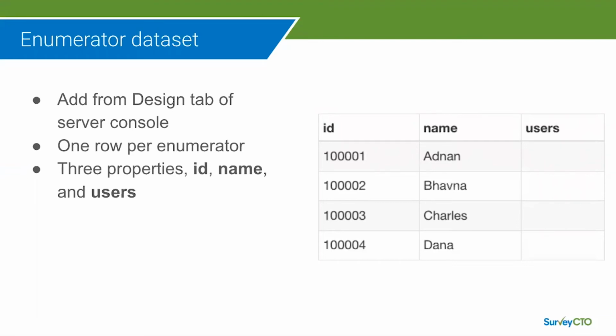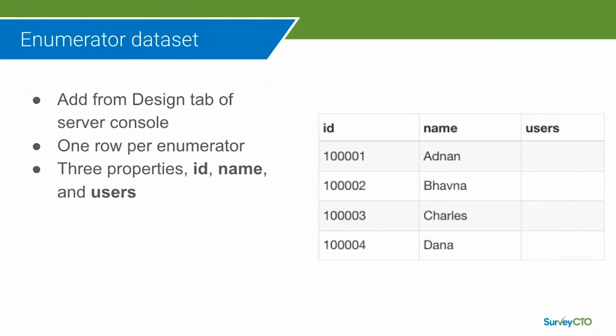In an enumerator dataset, each row will be for a different enumerator. On the right, we have a sample enumerator dataset. As you can see, there are 4 enumerators: Adnan, Bhavna, Charles, and Dana. When an enumerator reaches an enumerator field in a form, they will see this list of names, and they will be able to select their name from the list.